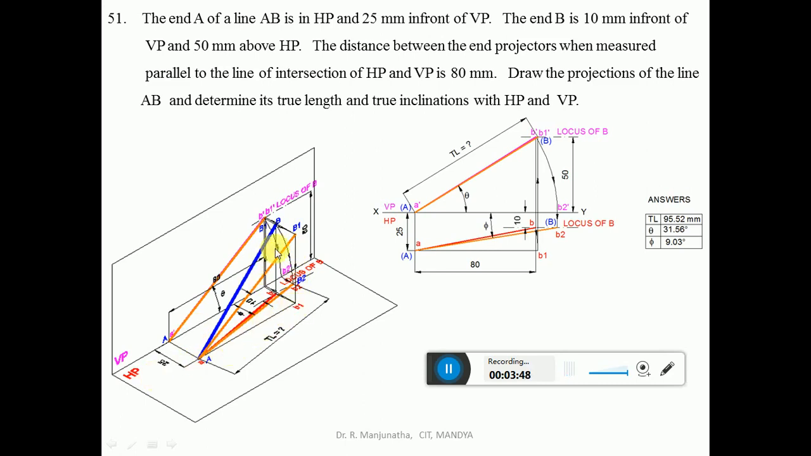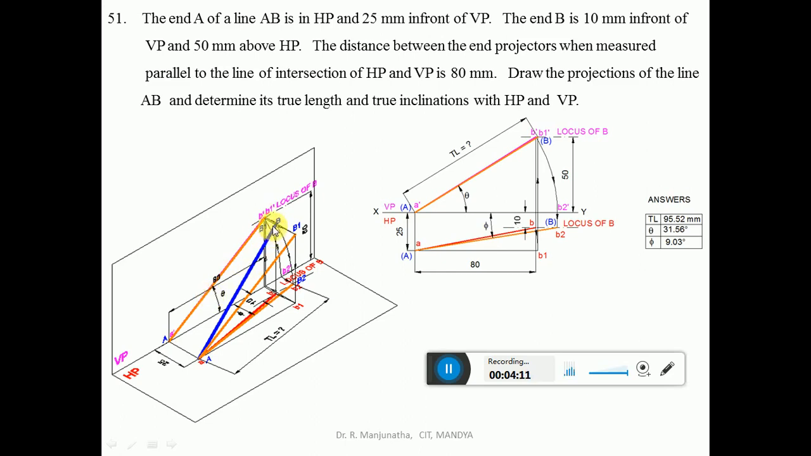So since this line is parallel to VP, when you look from the front view, that image is going to fall on the vertical plane. That is, when B1 is projected onto the locus of B, you are going to get this B1 dash. Then join A dash B1 dash a little bit thicker than the projector line. So we are going to get this.